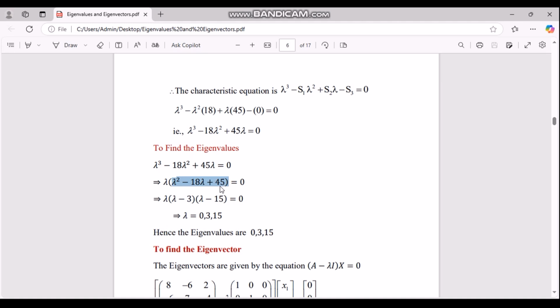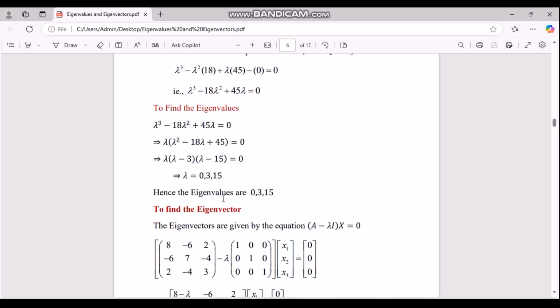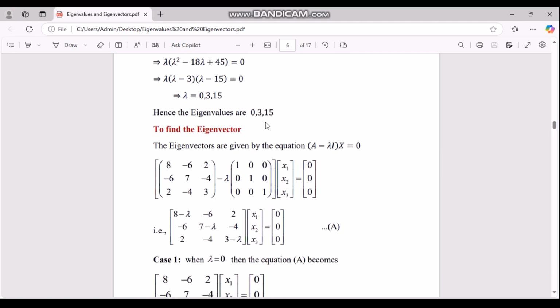So here you are looking for 45. You take two values whose multiplication is 45 and whose addition is minus 18. It comes under 3 and 15. So it is minus 3 and minus 15. Just check: lambda squared minus 18 lambda plus 45 you are getting. So the eigenvalues are 0, 3, 15. Then here the eigenvalues are distinct. Sometimes you may get two eigenvalues repeated, or sometimes you may get all three eigenvalues repeated. Let us see this later on.